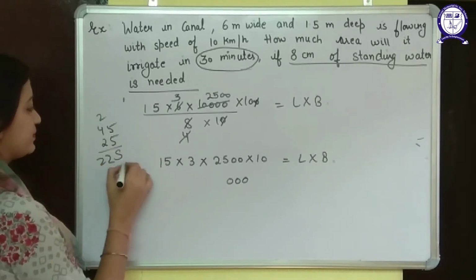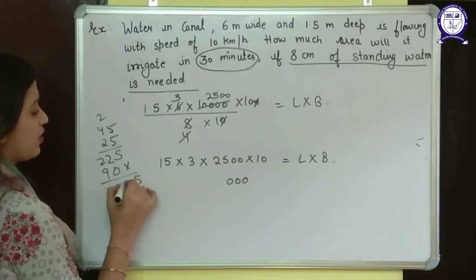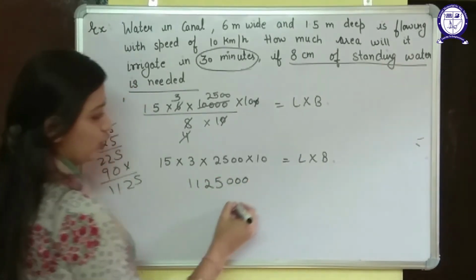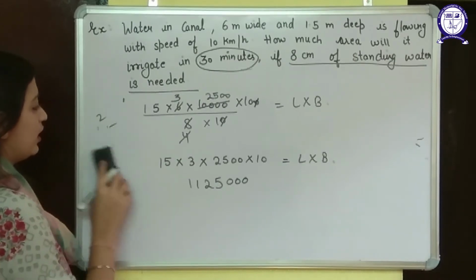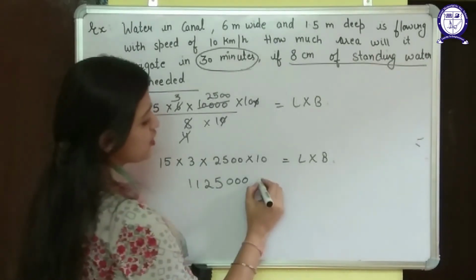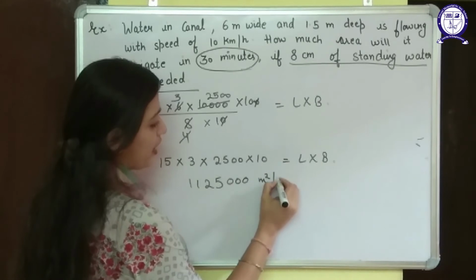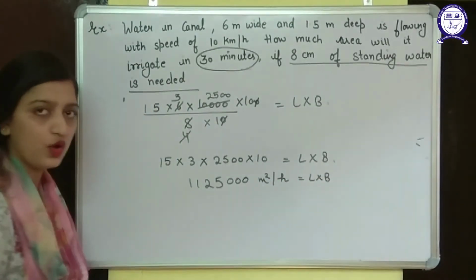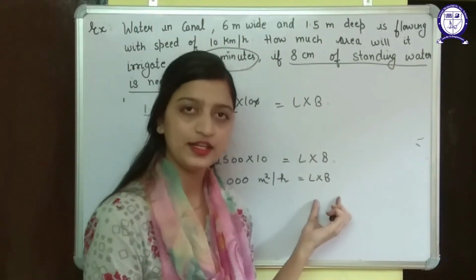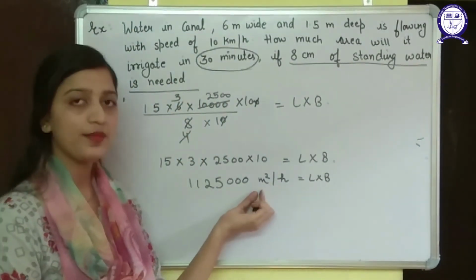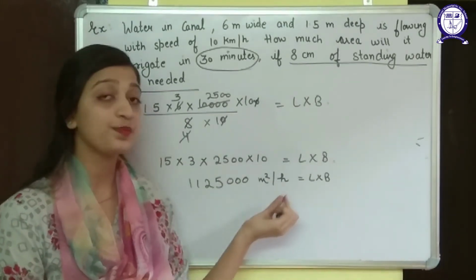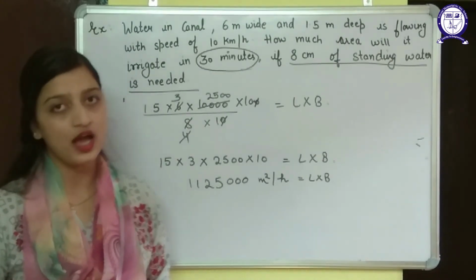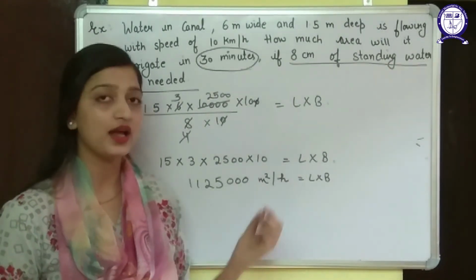1125,000. This is the area. This is my meter square per hour, L into B. Okay, this I need to find. This is L into B. This is in meter square because this is area, and this is per hour because the length of the canal was in meter per hour. So this is meter square per hour.